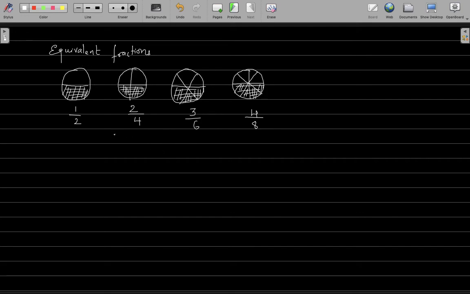Like if I simplify 2 upon 4, 2 times 1 is 2 and 2 times 2 is 4. This I can write as 1 by 2. Similarly, 3 times 1 is 3, 3 times 2 is 6. This is again 1 by 2, and 4 by 8 is also 1 by 2, because 4 times 1 is 4, 4 times 2 is 8, so you will end up with 1 by 2, which is the same 1 by 2. You understand? So such fractions are called equivalent fractions.